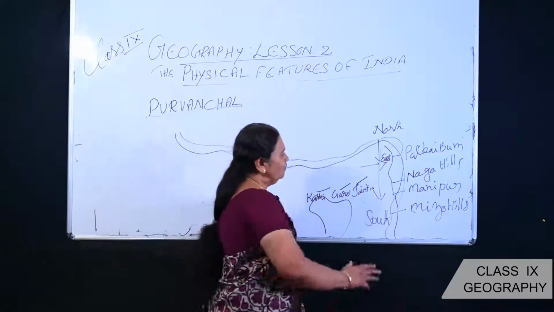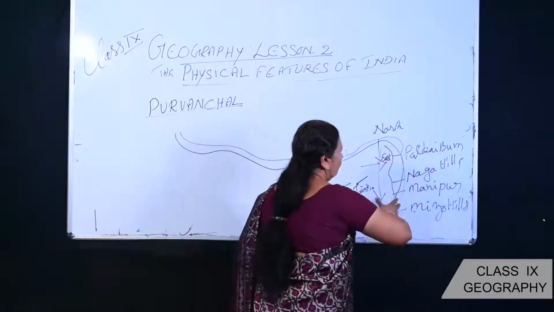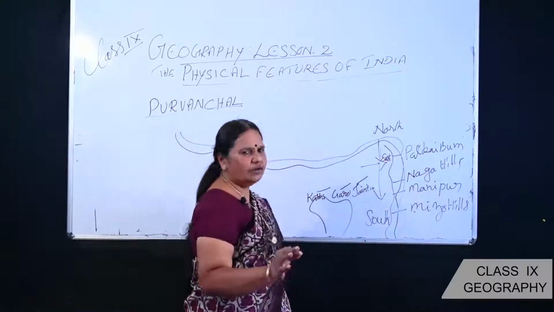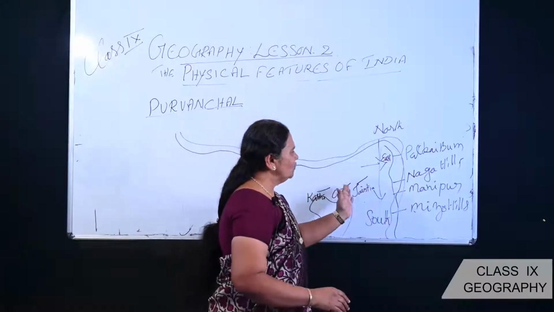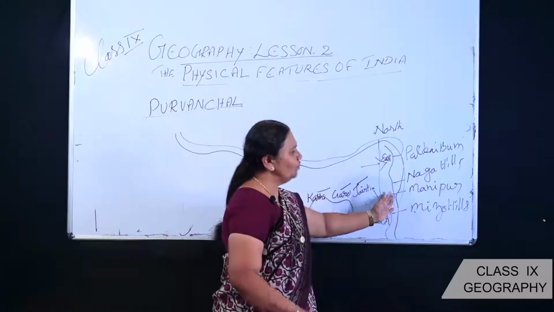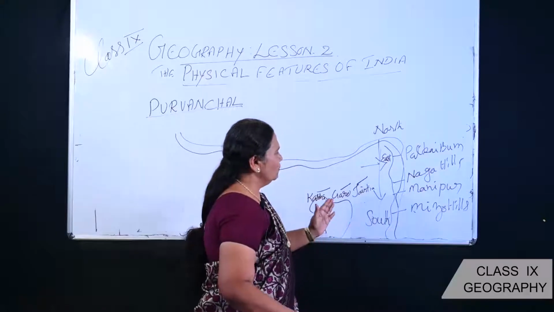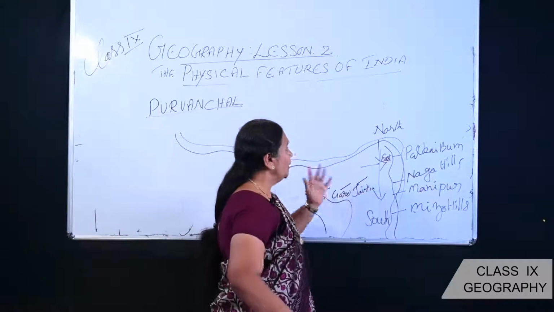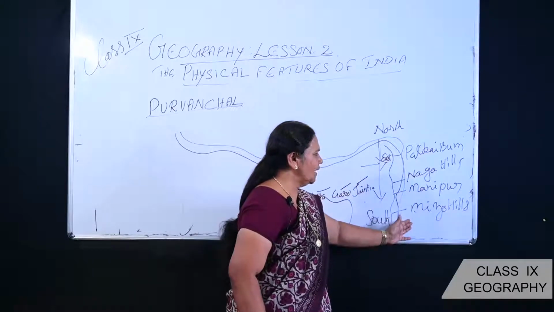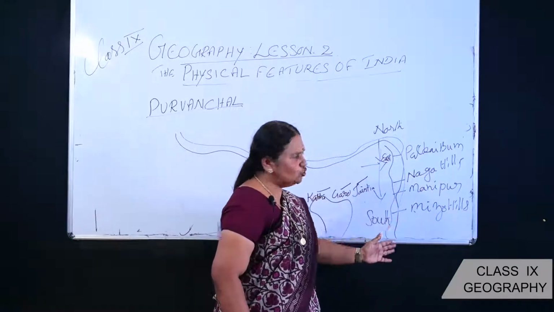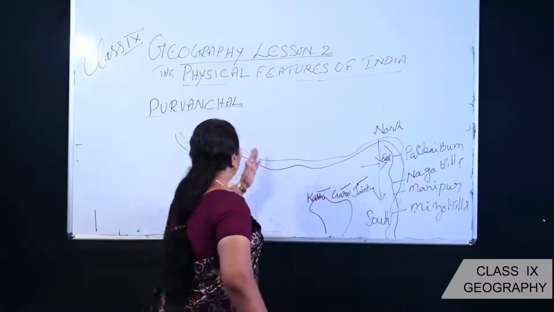Totally, we call these mountain ranges by one single word, Purvanchal, because this mountain lies on the northeast side of India. So what are the hills constituting Purvanchal? Patkai Bum, Naga Hills, Manipur Hills and Mizo Hills. These together are called Purvanchal.